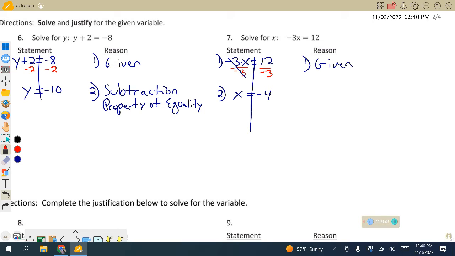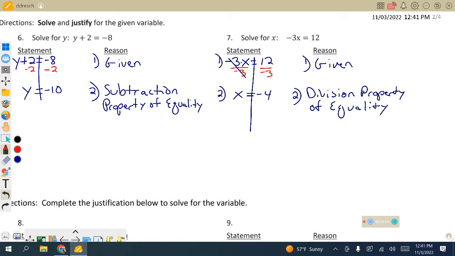Now, look at your work. How do we go from step 1 to step 2? Look at the inverse operation there. You divided. So just like we said, subtraction property of equality? We will say division property of equality. That's it.